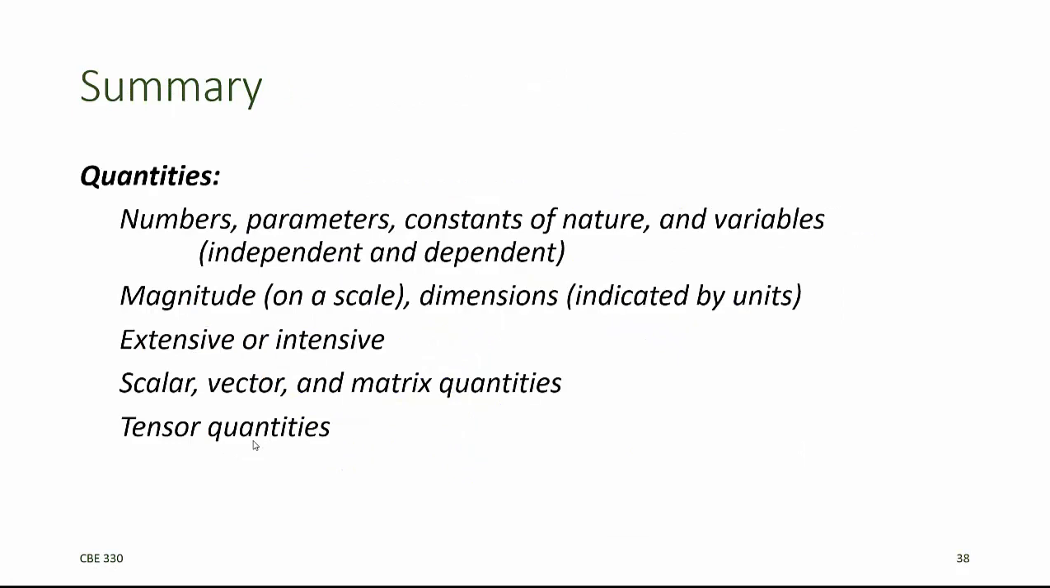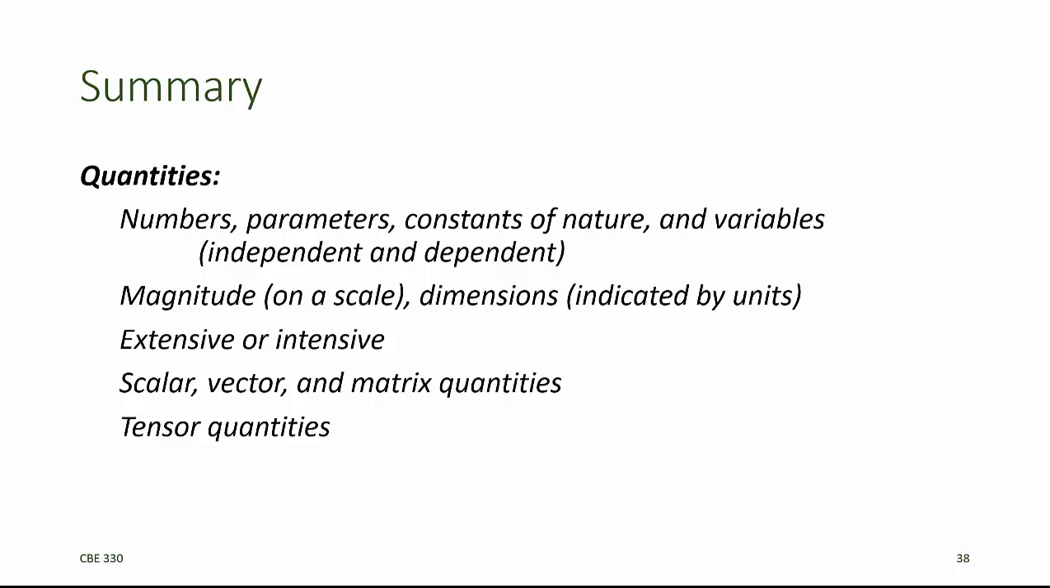So to summarize what we've talked about from Chapter 1 of the notes, quantities include 4 types: numbers, parameters, constants of nature, and variables. The variables are divided into 2 types. Some are dependent variables and some are independent variables. Numbers and constants of nature are not things that you can change or select. The inputs to a model are the parameters and the independent variables. And the outputs of a model are the dependent variables.